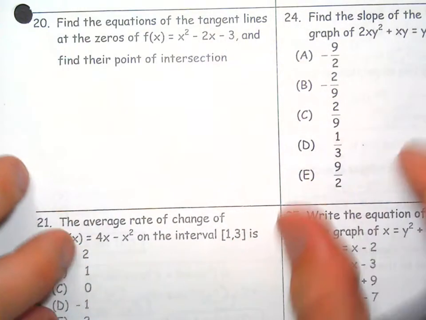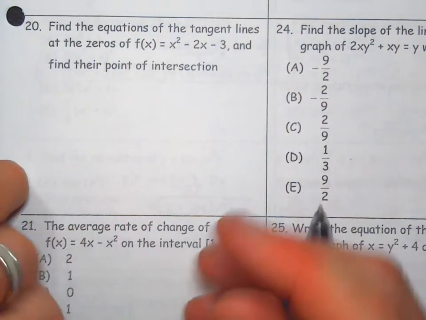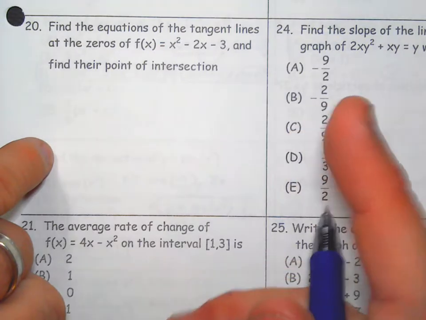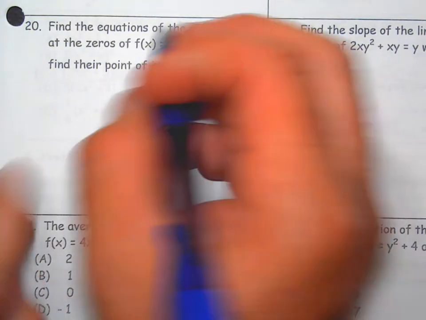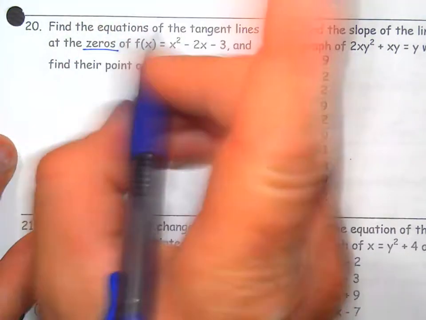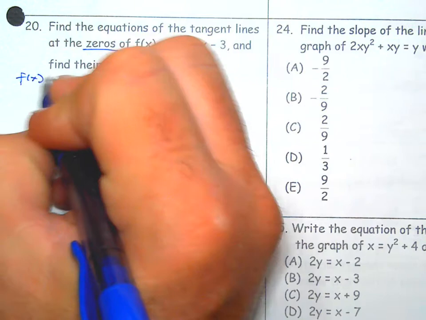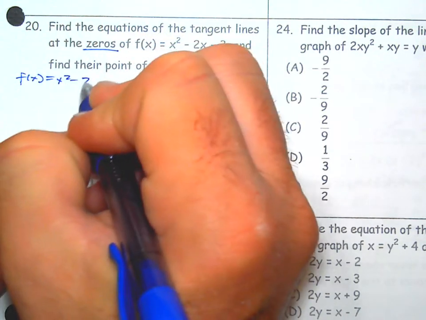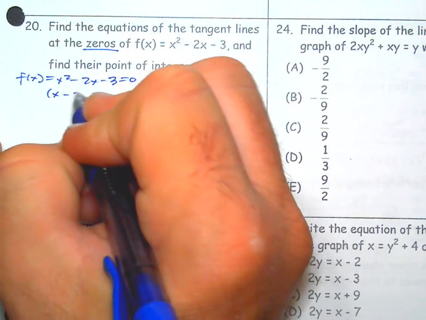20, not multiple choice. Find the equation of tangent lines at the zeros and find their point of intersection, the tangent line intersection. So we got to find the equations of these tangent lines. We got to find the zeros first. That's not the horizontal tangents. That's just when the function equals 0. X-intercepts. So we're going to set equal to 0. Factoring works here.